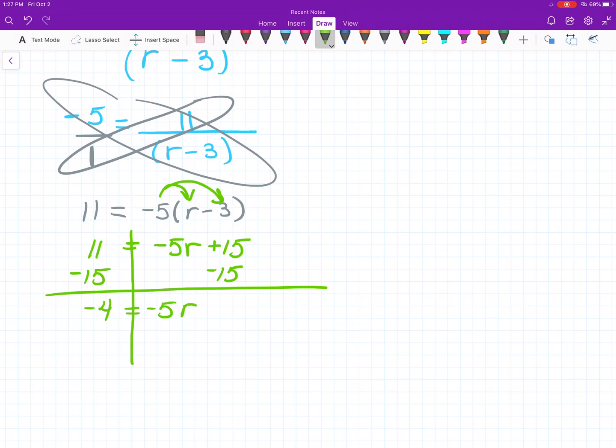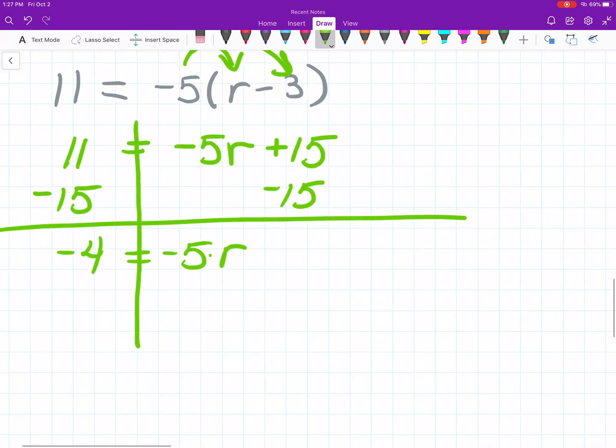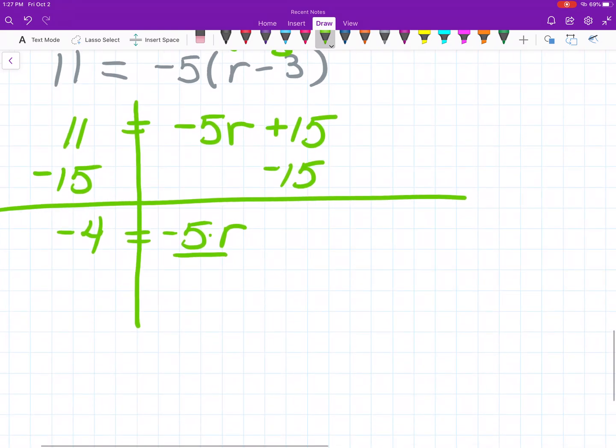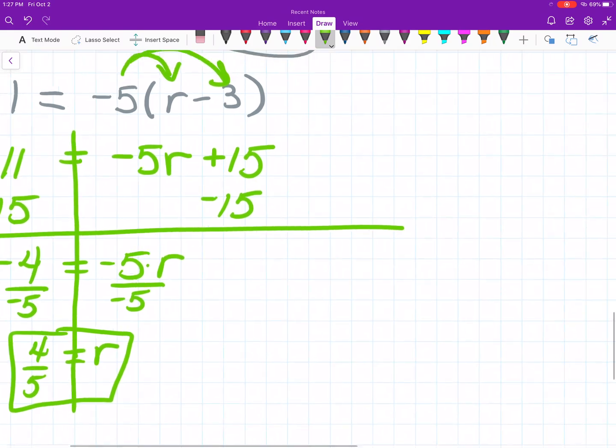What does 5r mean? Well, let's zoom in. Oh, it means multiply. Opposite operation. Divide by -5. You could leave it as -4 over 5 because it is a point, but we would generally call that 4/5 because that would be the simplest form. Okay? Let's do a quick graph of this.